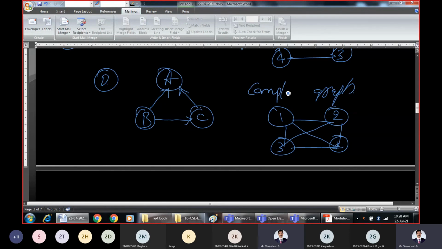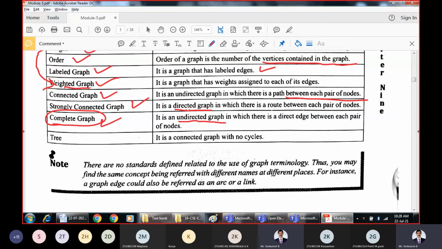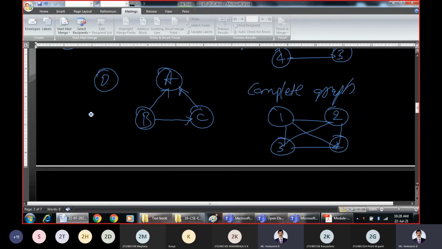This is an example for complete graph. Whereas strongly connected means in a directed graph, there is a route between each pair of nodes. That means from B to C you can go, then from C to B. It is possible. From C to A, then from A to C. B to A, from A to B. That means both the ways you can traverse, and there are directions, possible movements from one node to another node in both the directions.